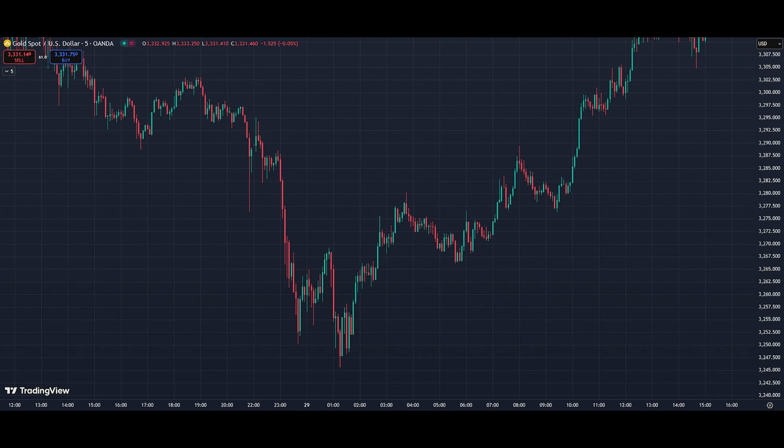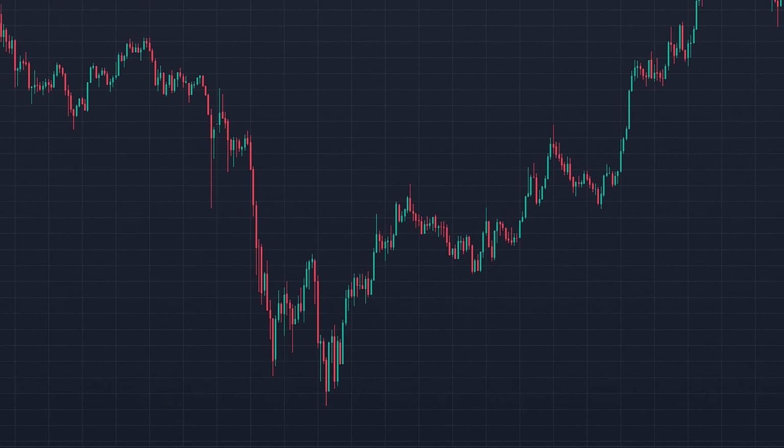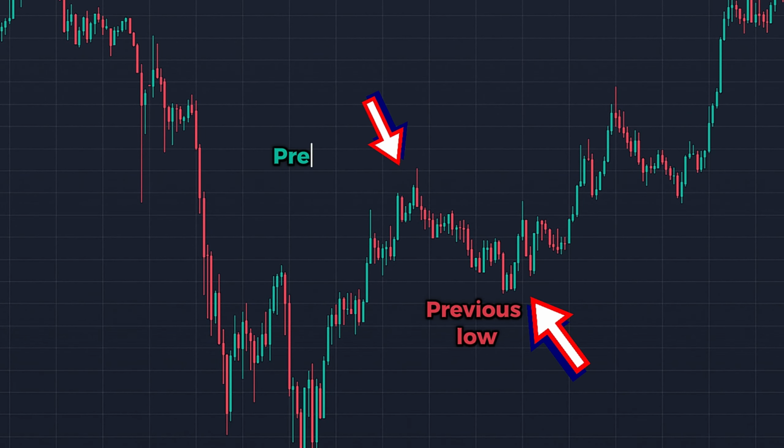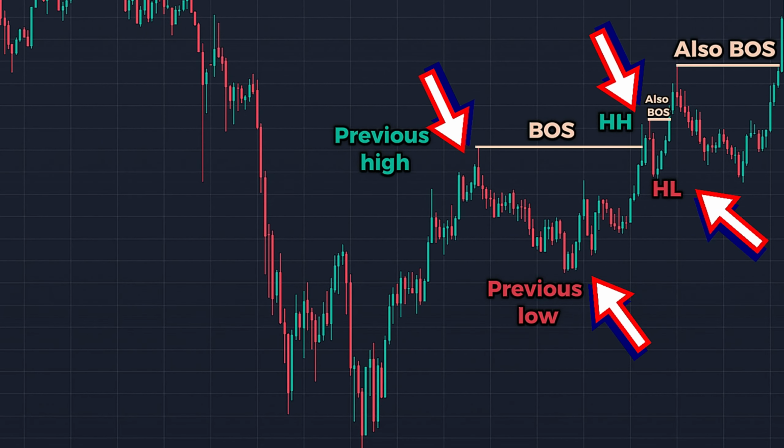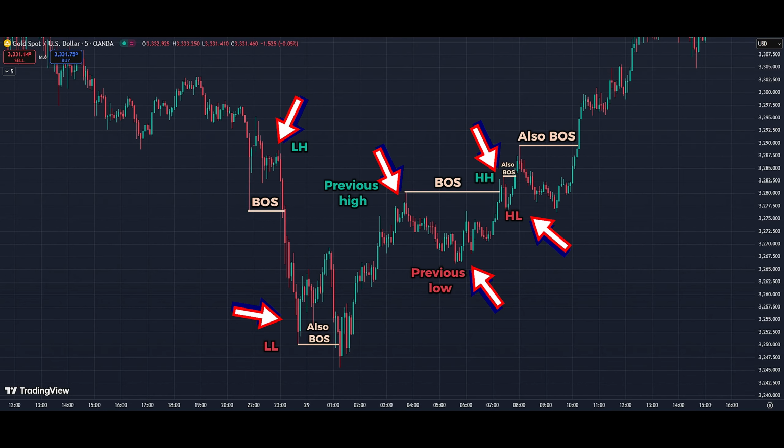Let's begin with structure concepts. Break of structure. Break of structure is used to identify if the current trend is going to continue. To find it, you have to look for the previous high and low. In a bullish break of structure, there has to be a higher low and a higher high. In bearish, it's also straightforward, but you just have to look for a lower high and a lower low.